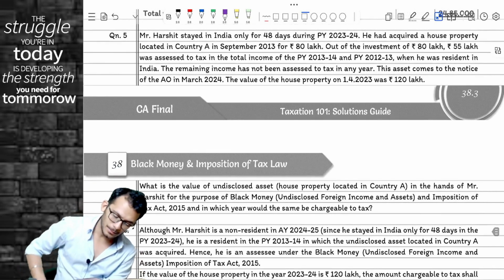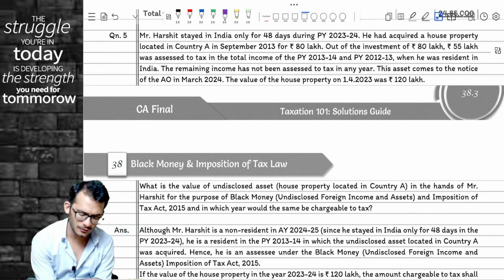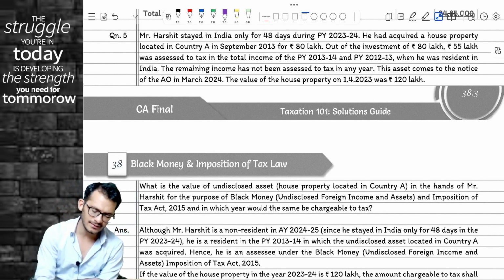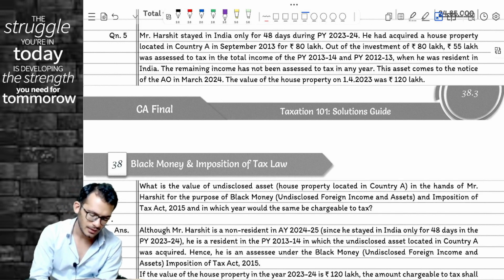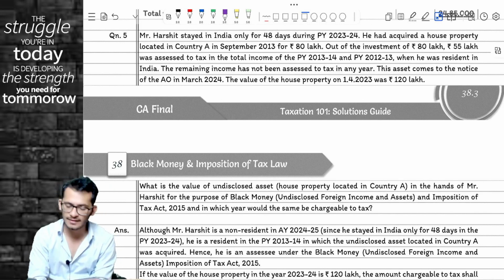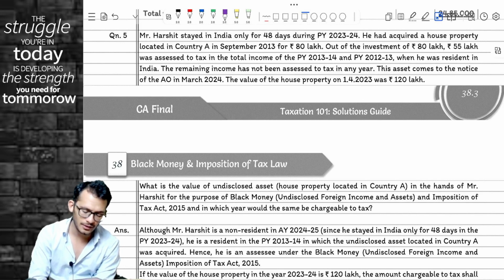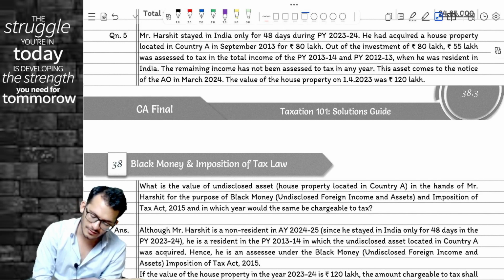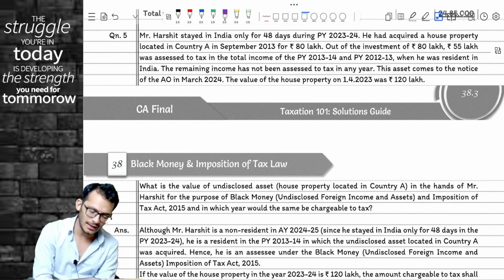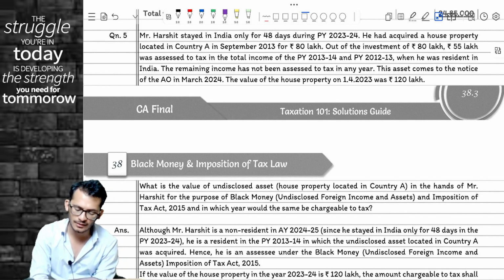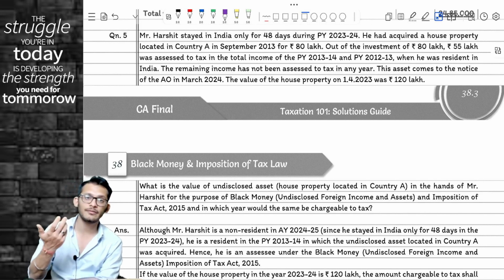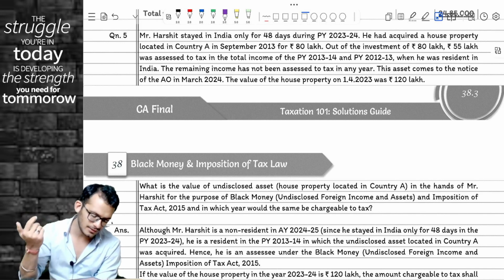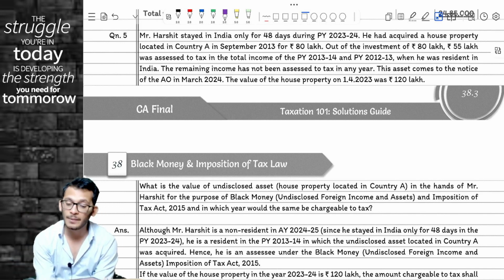Next. Mr. Harshit has stayed in India for only 48 days during the previous year 23-24. He had acquired a house property located in country A in September 2013 for 80 lakhs. So in the current year, he has stayed only for 48 days, which means in the current year he is a non-resident. Out of the investments of 80 lakhs, 55 lakhs was assessed to tax in the total income of 13-14 and 12-13 when he was a resident in India. So they also clarified that he was a resident in India in that year, and out of that 80 lakhs, 55 lakhs was already taxed. The remaining income had not been taxed in any earlier years.